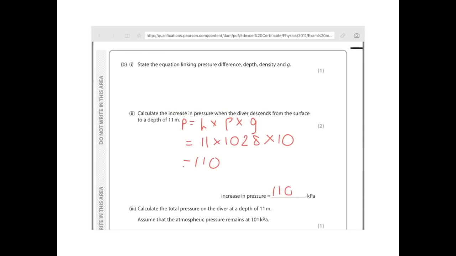Part 3, calculate the total pressure on the diver at a depth of 11 meters. Assume that the atmospheric pressure remains 101 kPa. Well, because it's worth only 1 mark, they've only given you a small gap. You shouldn't be doing any proper calculations here, so no substituting into equations. You simply need to add together your previous value to the atmospheric pressure. So that's 101 plus 110, which equals 211 kilopascals.